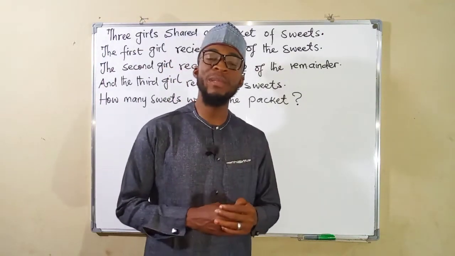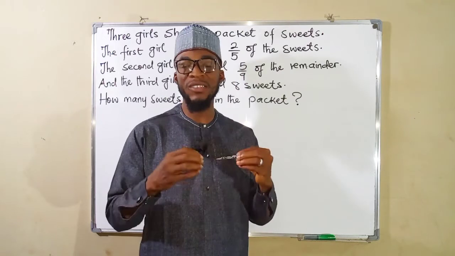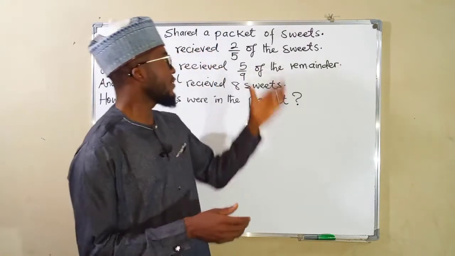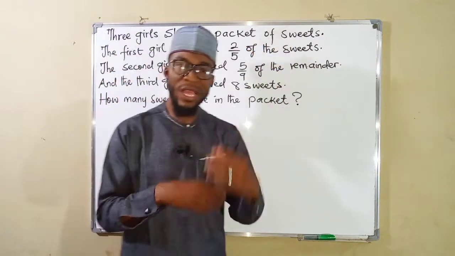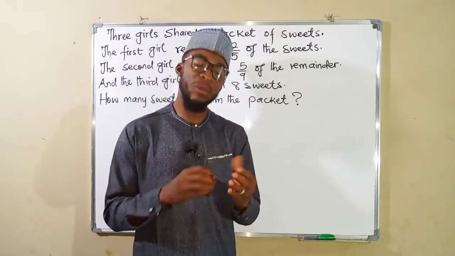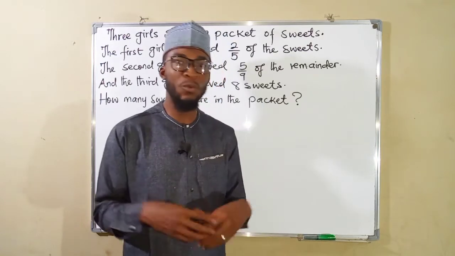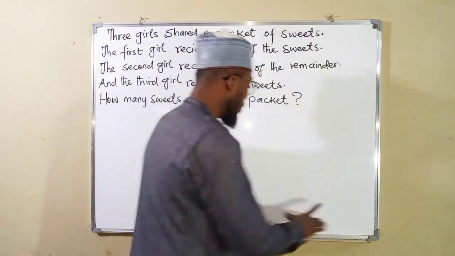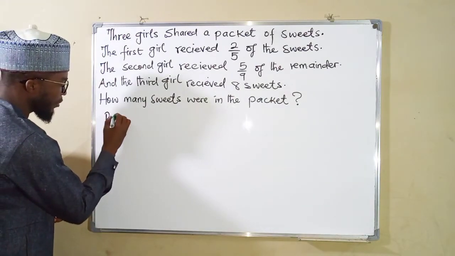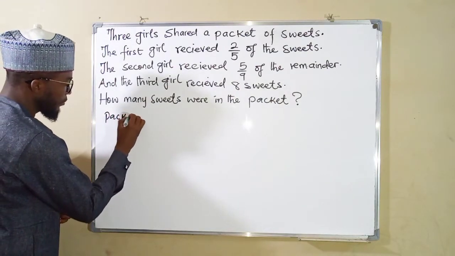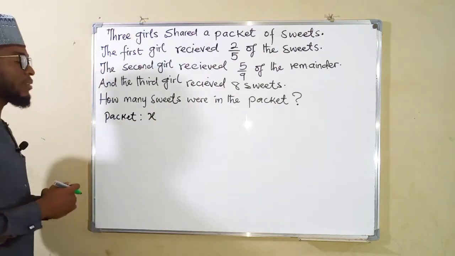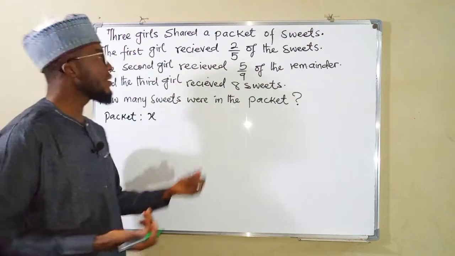When solving word problem questions, anything that is unknown, try to declare it with some variables. For instance here, we don't know the actual number of sweets in that packet. We want to declare the number of sweets in that packet with X or Y or Z. So we say let the packet of sweets be X. So now let us start sharing.